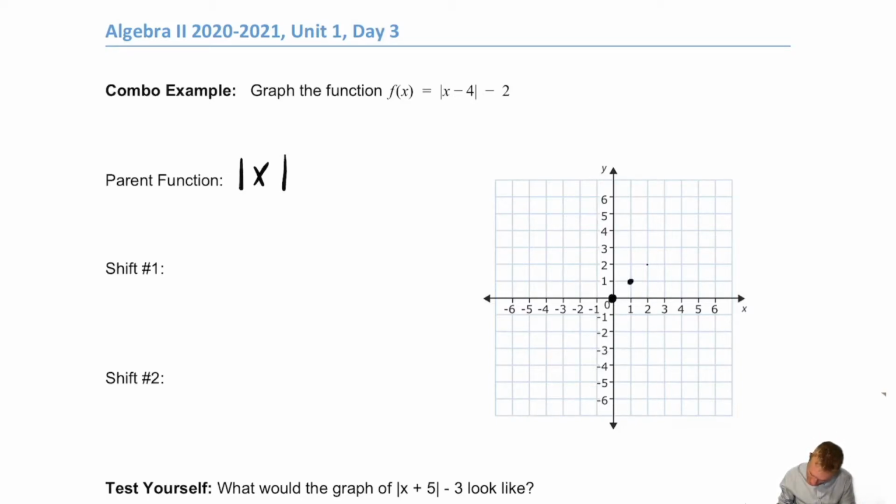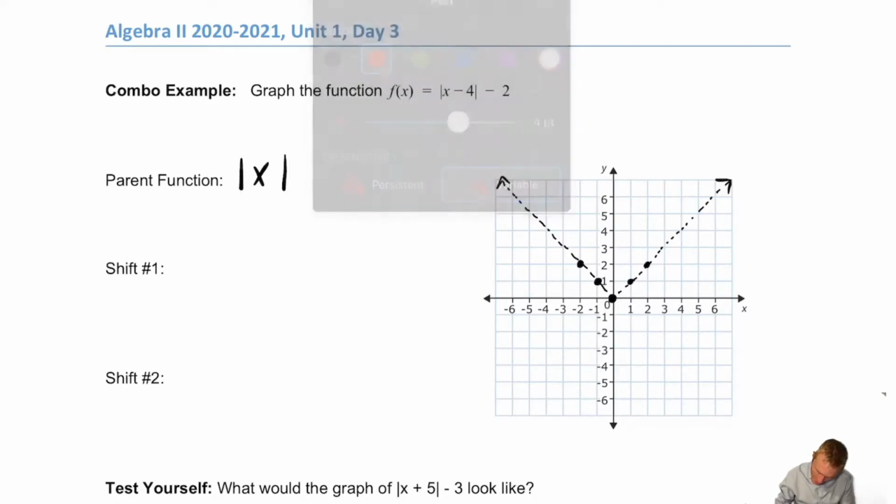So (0, 0), (1, 1), (2, 2), (-1, 1), (-2, 2). It's our standard absolute value graph. It takes all the x coordinates and it just makes them positive to get your y coordinates. That's what an absolute value does. And I'm going to write down our shifts.